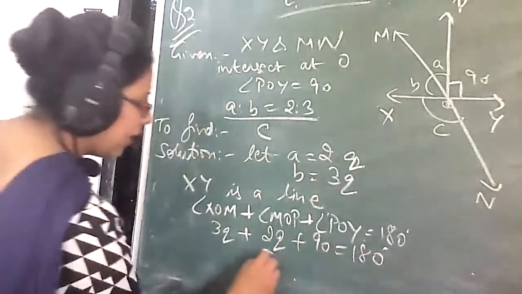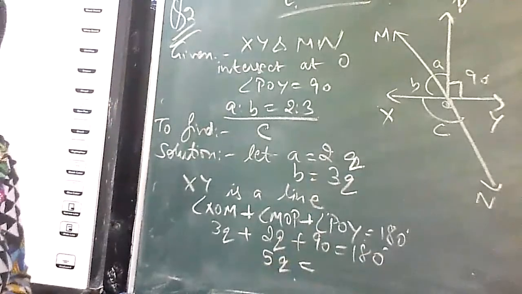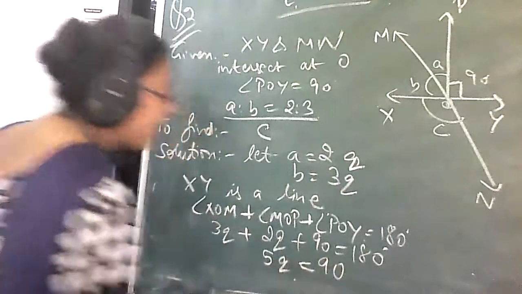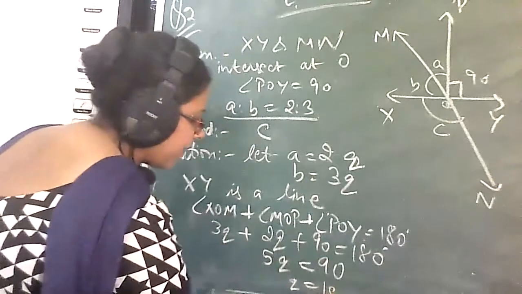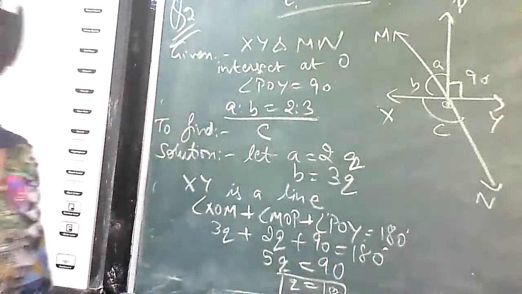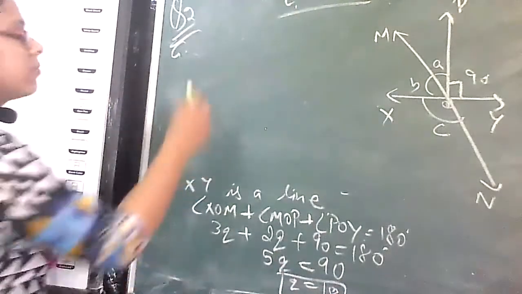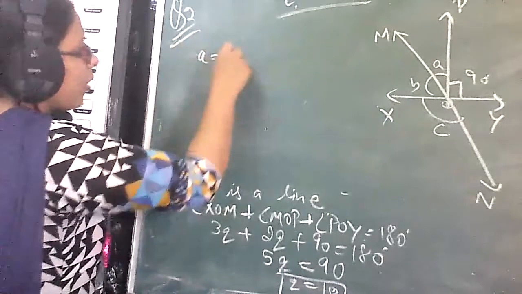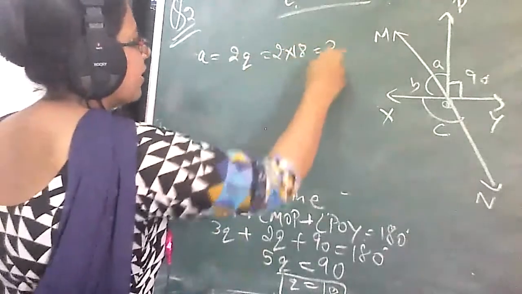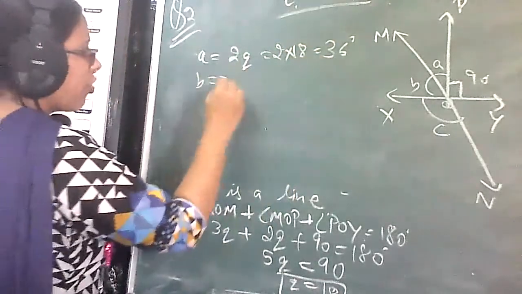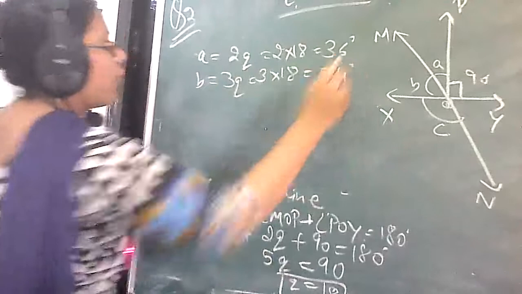3Q plus 2Q will be equal to 5Q. 90 will get shifted to the right hand side, so this will become minus 90, and 180 minus 90 is 90 only. Therefore Q will be 90 divided by 5, that means 18. The value of A was 2Q, and since Q is 18, A will be 2 into 18, that is 36 degrees. Similarly, B was 3Q, that means 3 into 18, that is 54 degrees. We have got the value of A and B.